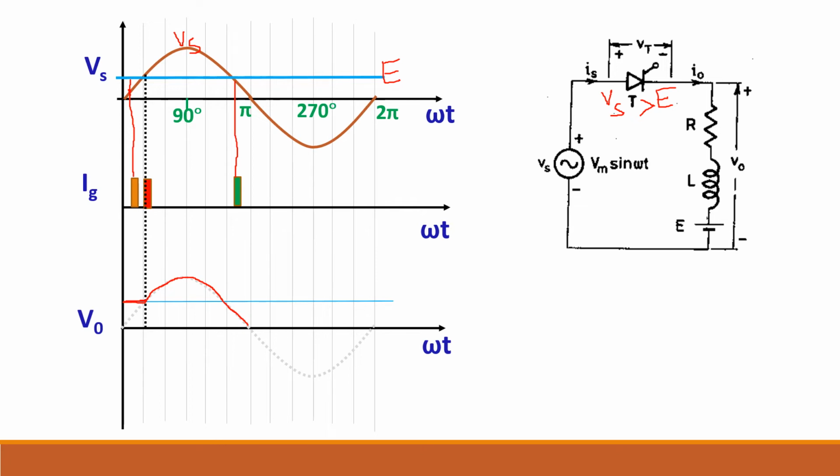So I can give a gate pulse here or here or here or here. Within this range I can give the gate pulse. I cannot give a gate pulse after this because the SCR will not be forward biased. So the SCR remains forward biased only within this range.